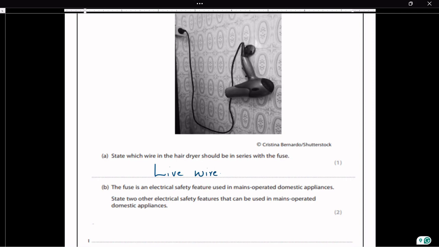Now you have learned that there are 3 wires. Live wire, which carries the main current, then the earth wire, and the next one is the neutral wire. Live wire, neutral wire, and the earth wire. So live wire carries the main current, therefore the fuse must be connected to the live wire only. Earth wire is connected to the earthing for protection.